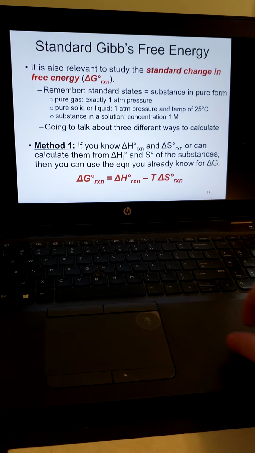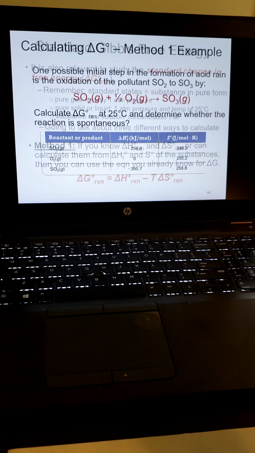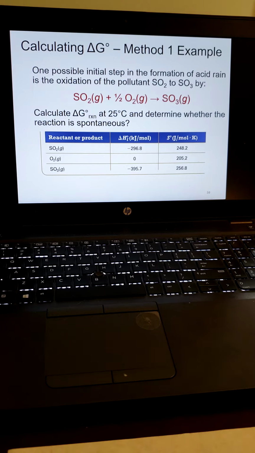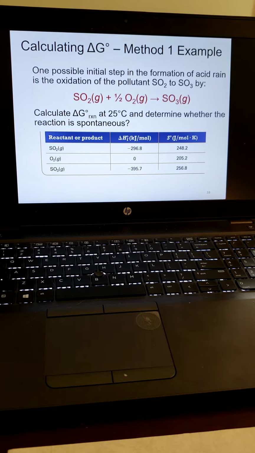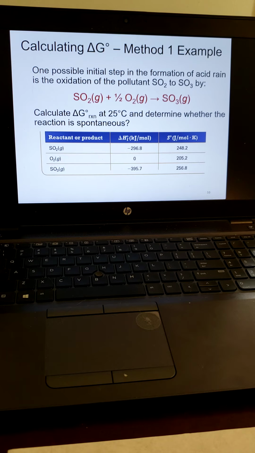All right, so let's look at an example. Here we have the production of sulfur trioxide from sulfur dioxide and half a mole of diatomic oxygen gas. We have been given the heats of formation of all 3 substances, and we have been given their standard molar entropies of all 3 substances.